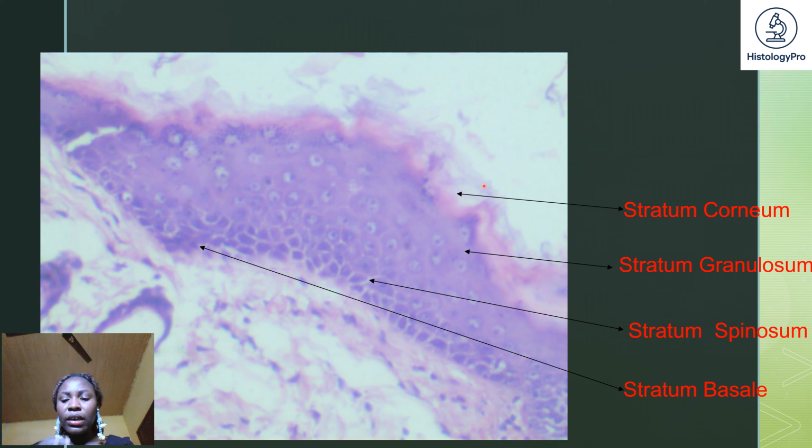The next layer, which is the most superficial layer, is the stratum corneum, also known as the horny layer. It is the outermost layer consisting of dead, flattened cells that have lost their nuclei and organelles. These cells are filled with keratin. Function: it acts as a tough, water repellent physical barrier against the environment.